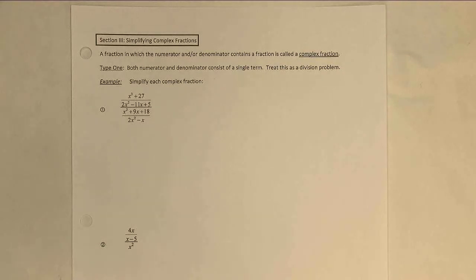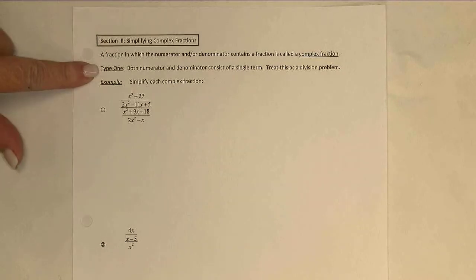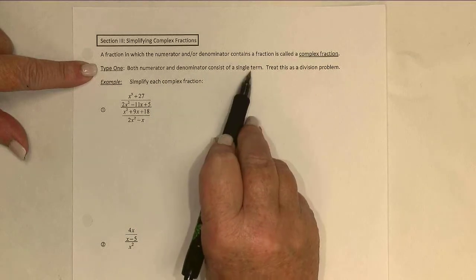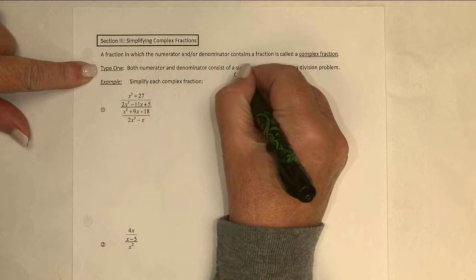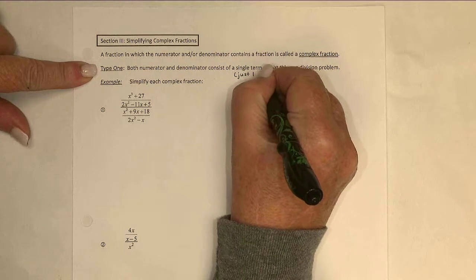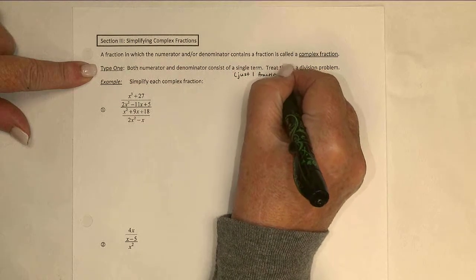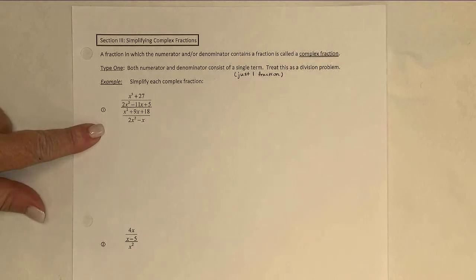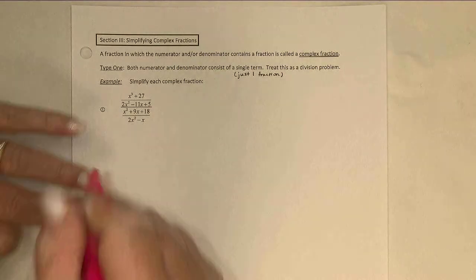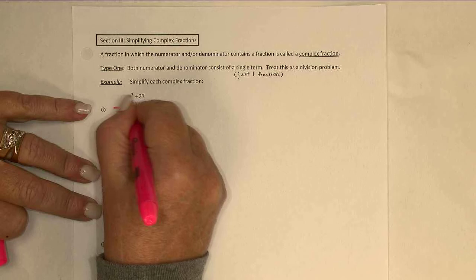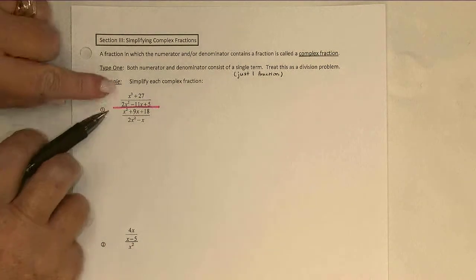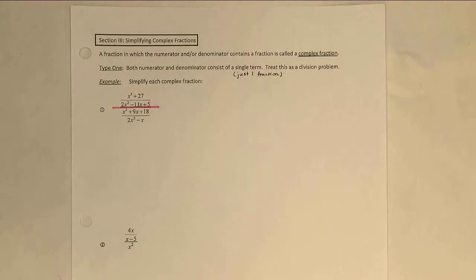I like to separate these into two types. The first type, both the numerator and denominator consist of a single term, or in other words, just one fraction, usually. We'll treat this just like a division problem because that's what it is. In example 1, what I'm really saying here is that this overall division bar, or fraction bar, really means take the top and divide by the bottom.